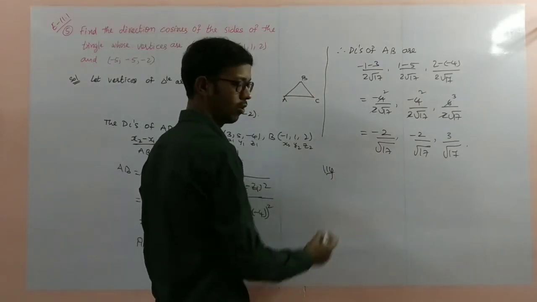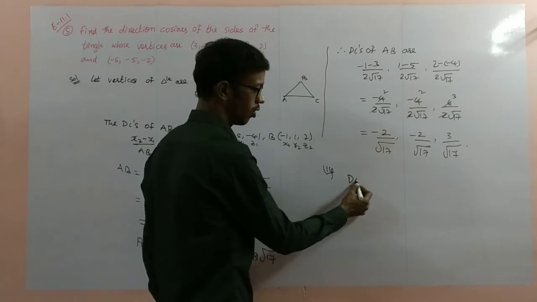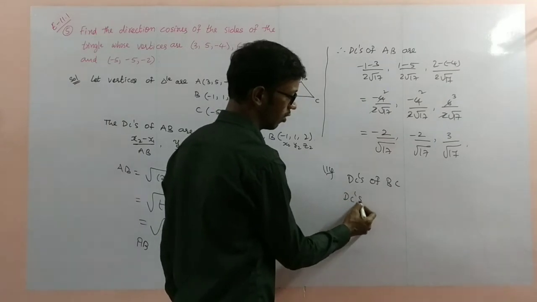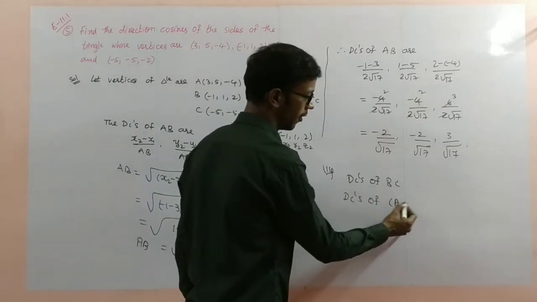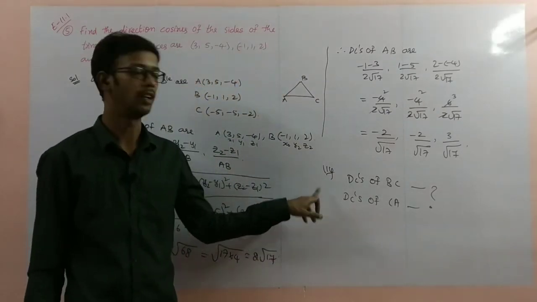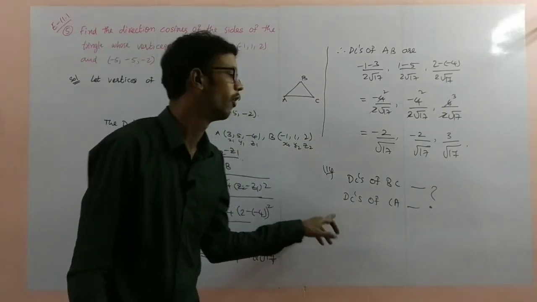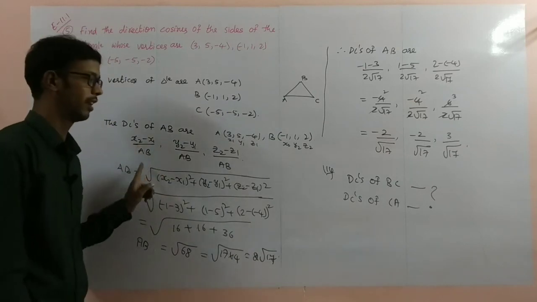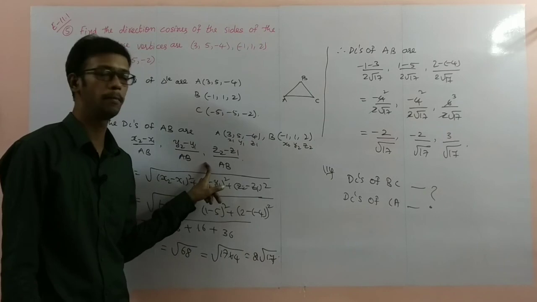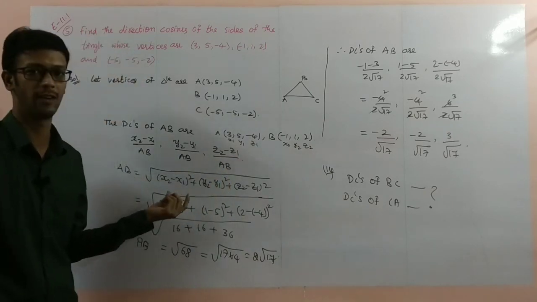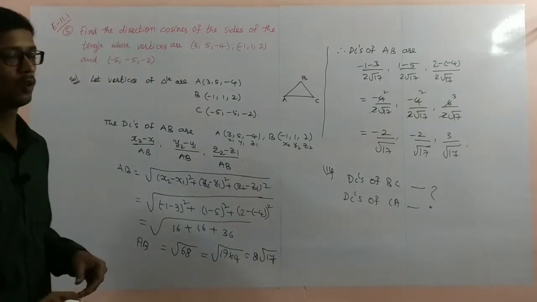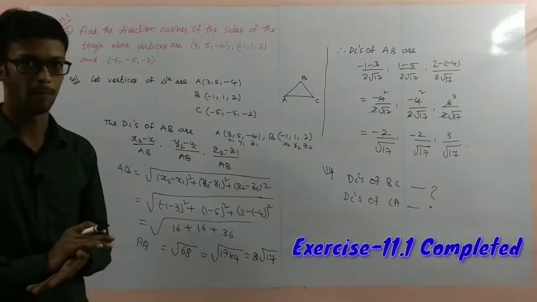Similarly, you have to find the direction cosines of BC and the direction cosines of CA. What is the formula? x2 minus x1 by BC, y2 minus y1 by BC, z2 minus z1 by BC, where BC is given by the distance formula. Same formula, substitute, and take these two as homework. Pause the video to note it down. This exercise is completed by this problem.